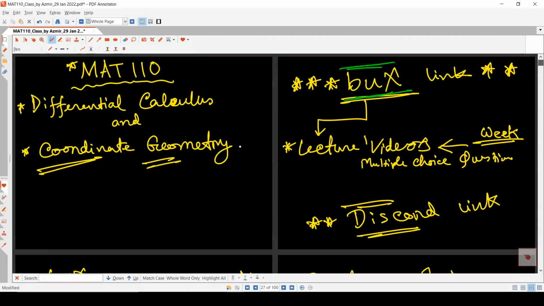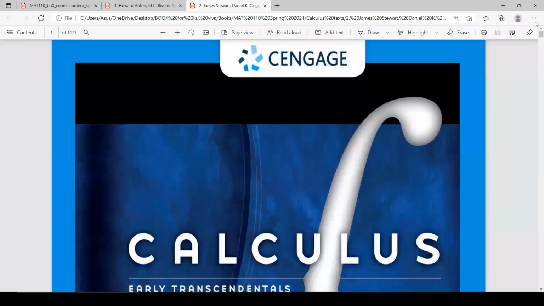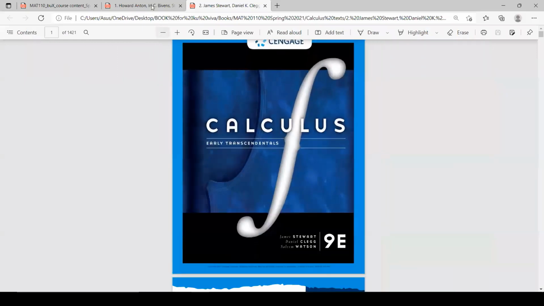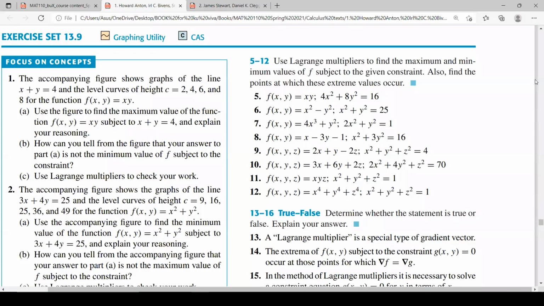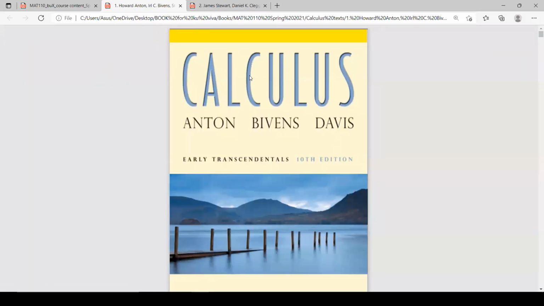Besides BUX lectures, you have to attend these lectures that I will conduct. Okay, in BUX, you will find the lectures which will be mainly on theoretical, but the sessions that I will conduct will be based on problem solving. So the important part of this course is the reference book. So we will mainly follow 2 books for this entire course.